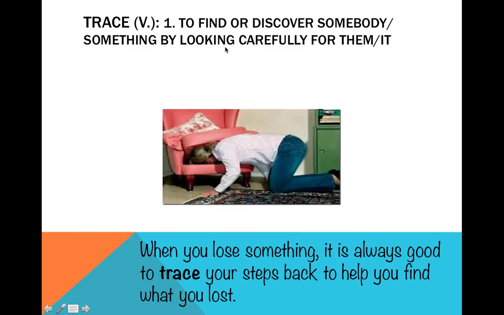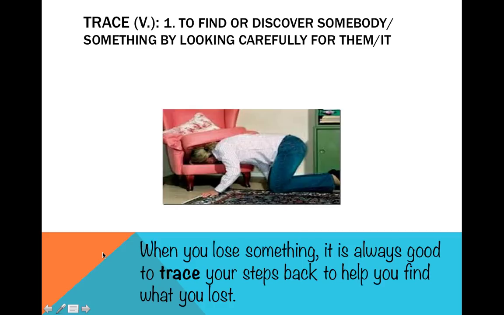Let's go over the first definition. Trace means to find or discover somebody or something by looking carefully for them. Let's look at the example. When you lose something, it is always good to trace your steps back to help you find what you lost.